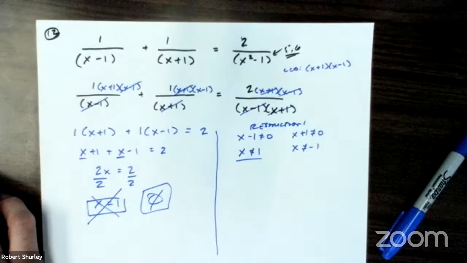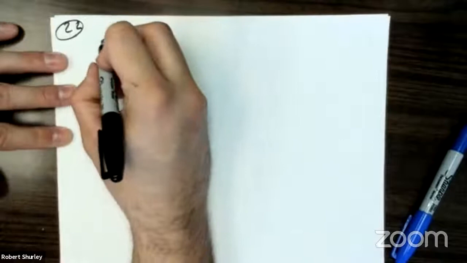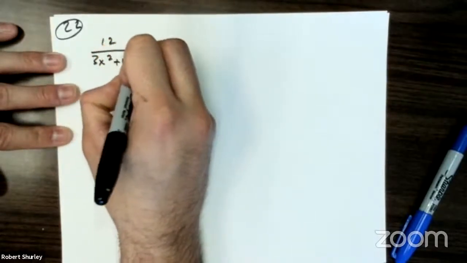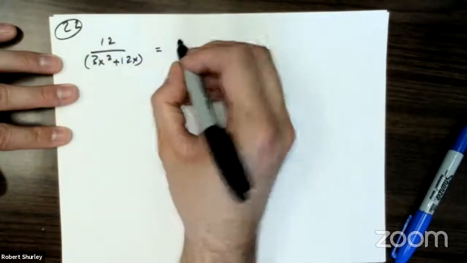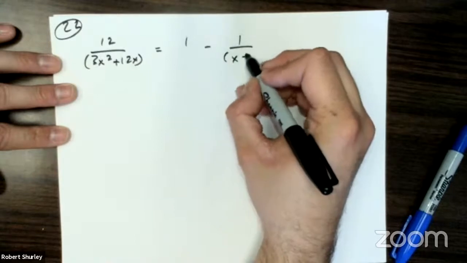Okay, let's keep moving on. I'm going to do another example. I believe the solving winds up being a little more difficult, so let's see if I'm right. This is number 22 in your homework. We get 12 over 3x squared plus 12x equals 1 minus 1 over x plus 4.